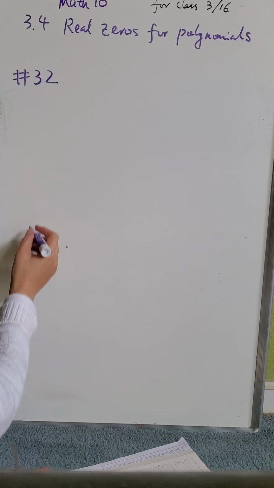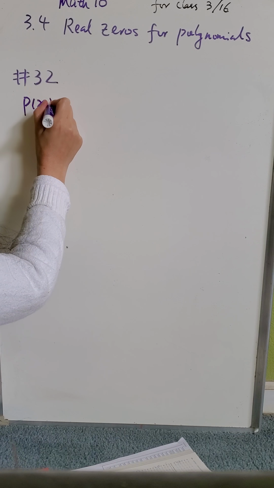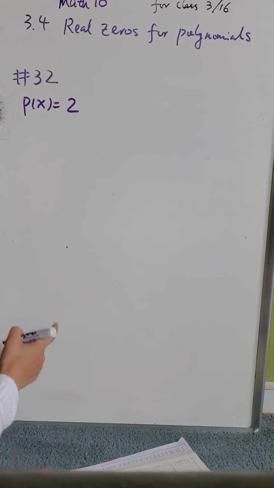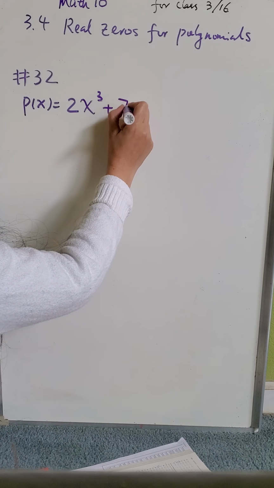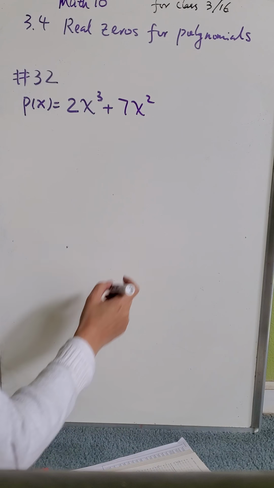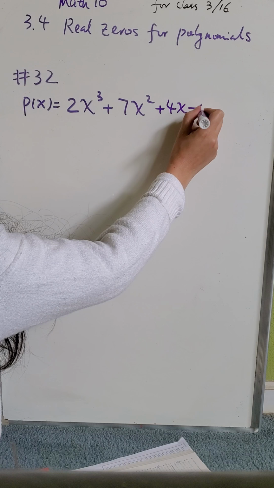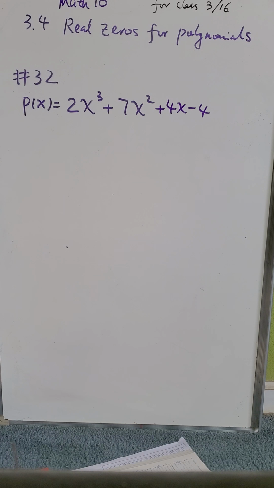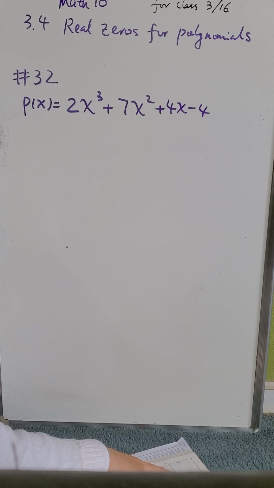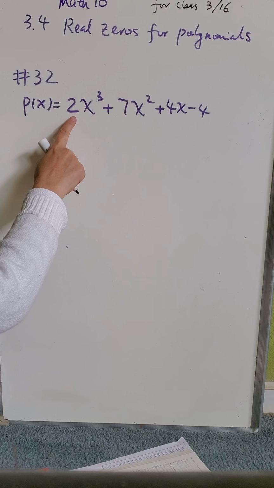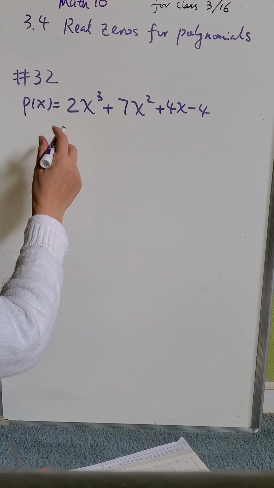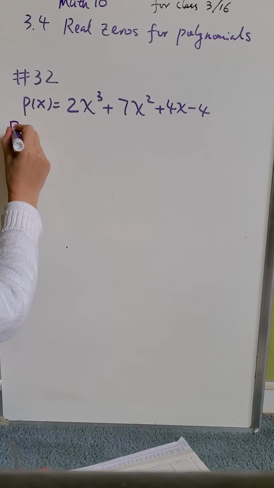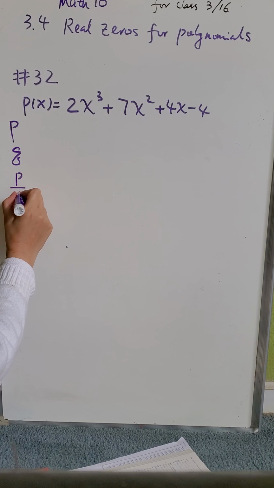We are given P of x equal to x cubed plus 7x squared plus 4x minus 4. This one's a little bit different than what we did earlier. The difference is, this one's Q is not 1. They want to find all the zeros and then put it back in factor form. So this time my P, my Q, my P divided by Q.